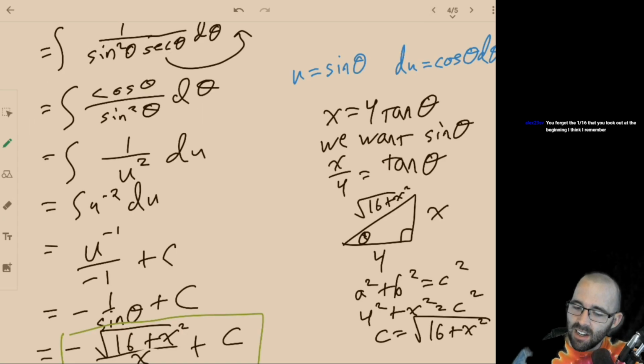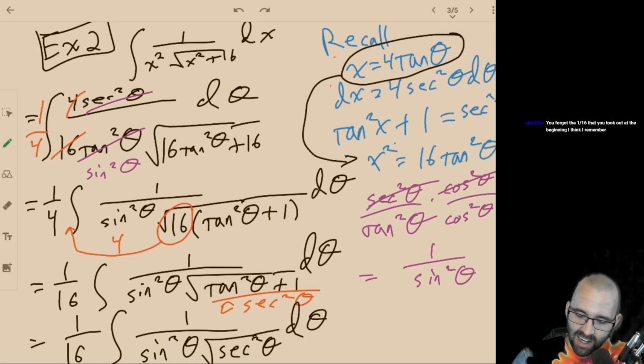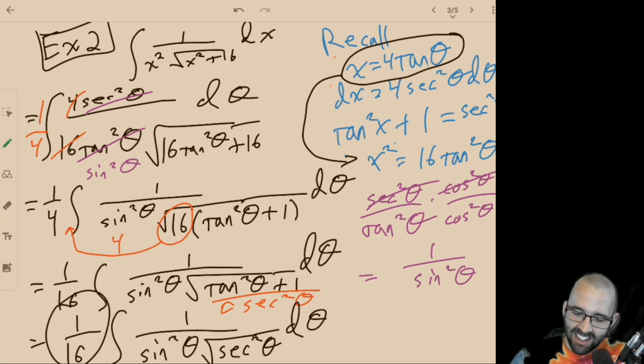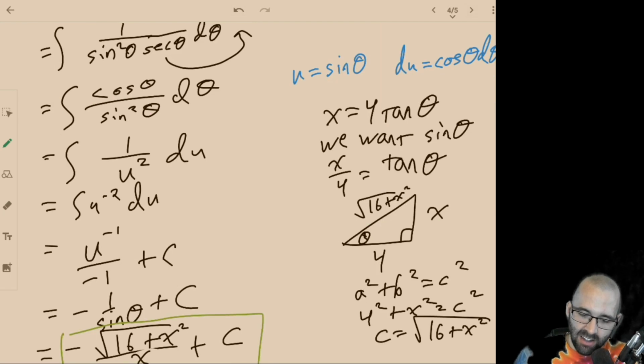Forgot the 1/16 that I took out at the beginning. Oh, wait, where did that go? You're right. Where did this guy go? It's when I changed the, good call. There's been a 1/16 everywhere here when I changed the boards. I need to remember that for when I do this for my students, to watch out when I change between scenes. So it's going to be 16 on the bottom, like so. Good catch. Thank you, Alex.